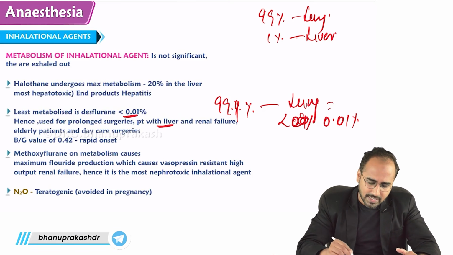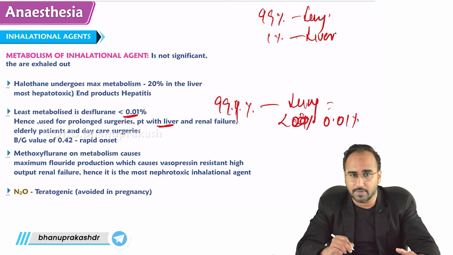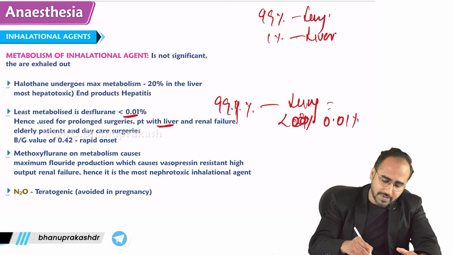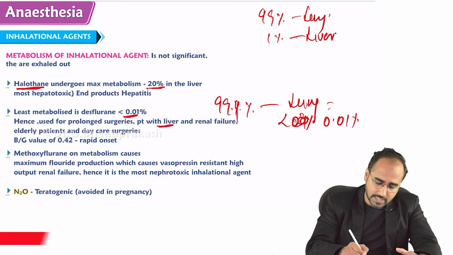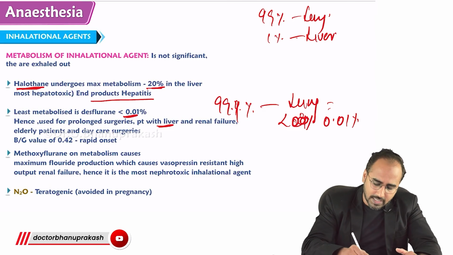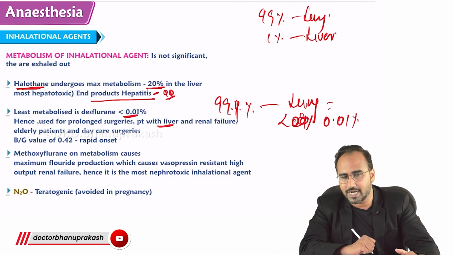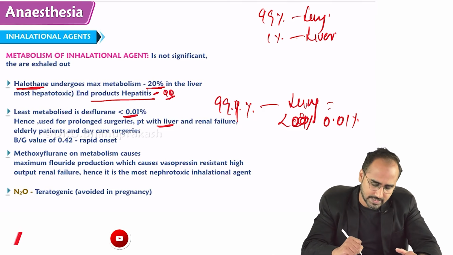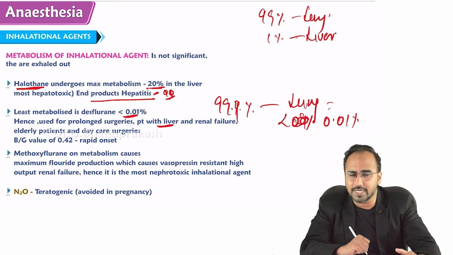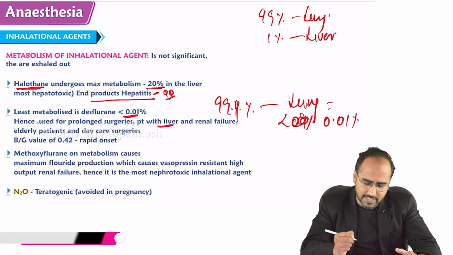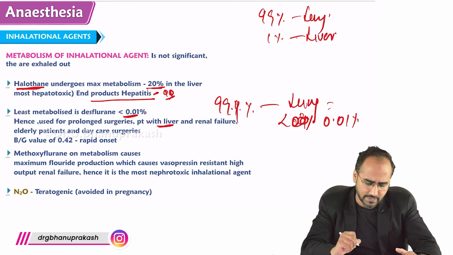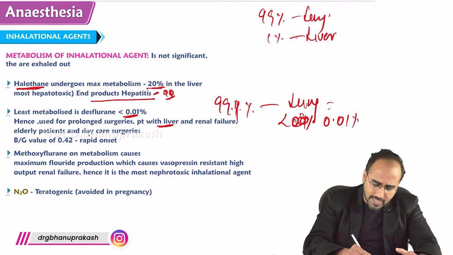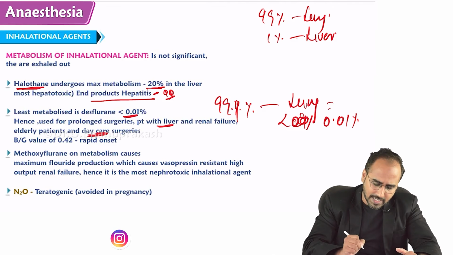So that's regarding the inhalational agents' metabolism. The most metabolized in the liver is halothane, 20%. Hence, whenever you use halothane repeatedly in the same patient, the patient might land up in halothane-induced hepatitis. And the least metabolized inhalational agent in the liver is Desflurane, which has less than 0.01% metabolism in the liver. So it can be used for daycare surgery and for hepatic failure.